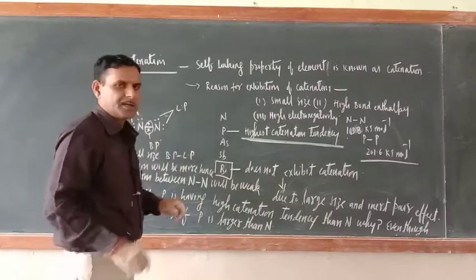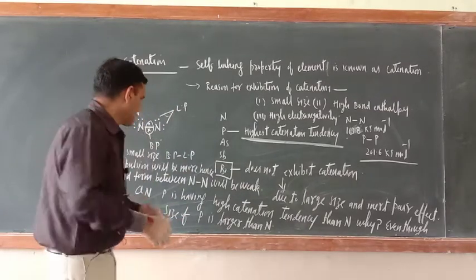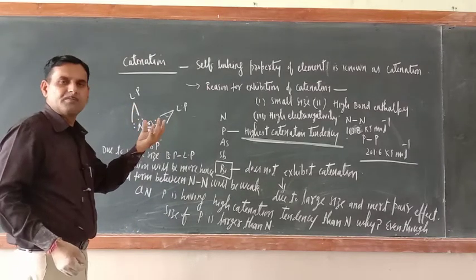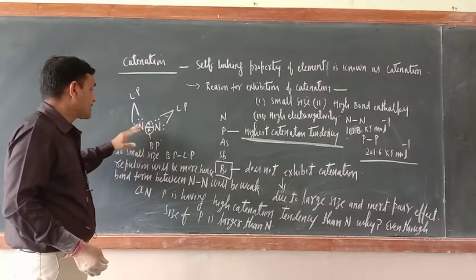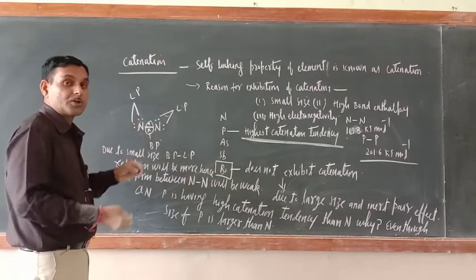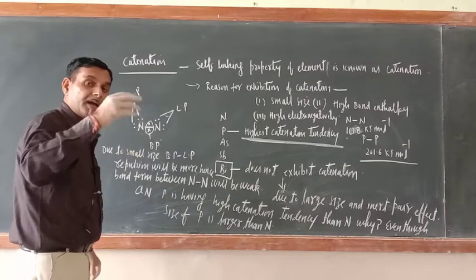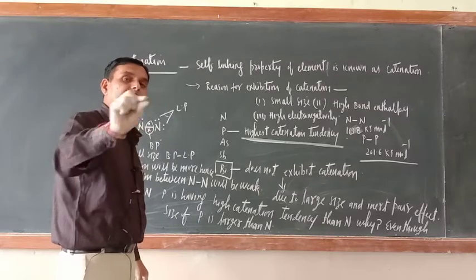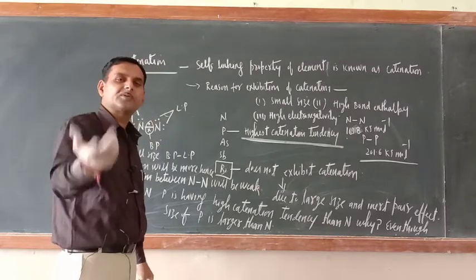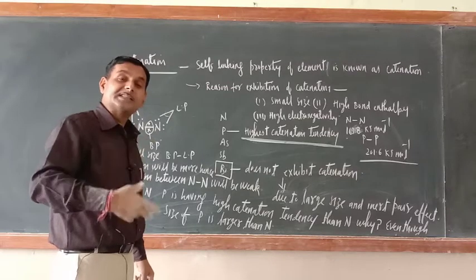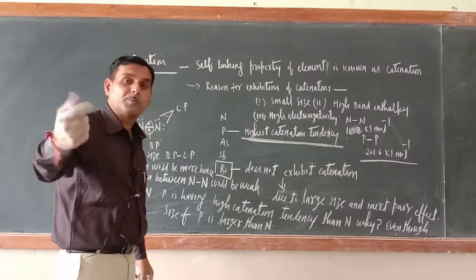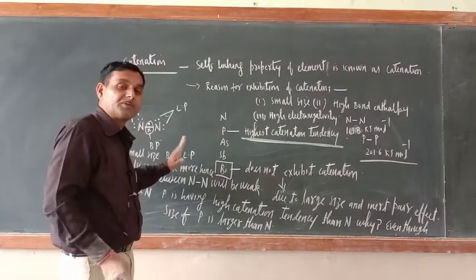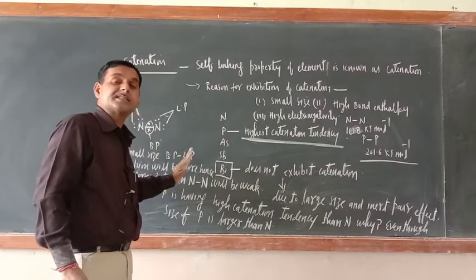And now just see, size of nitrogen is small, so bond pair electron and lone pair of electron will be very close, will be very near. So since lone pair and bond pair electrons are very close to each other, repulsion would be more. And always remember, if repulsion is more, the bond formed will be weak. So the bond which is formed between nitrogen and nitrogen, that is weak. And now self-linking is because of the formation of those bonds only. So if bond is weak, self-linking will not be there. That is why nitrogen is having less tendency of catenation.